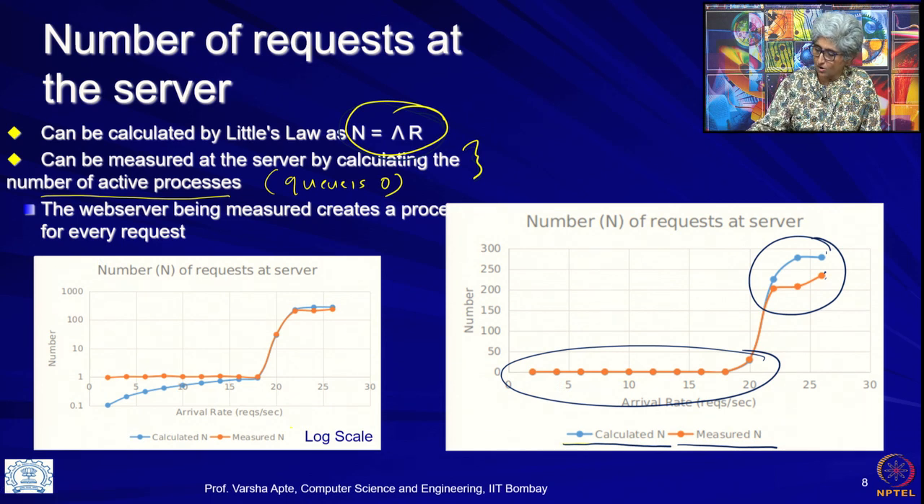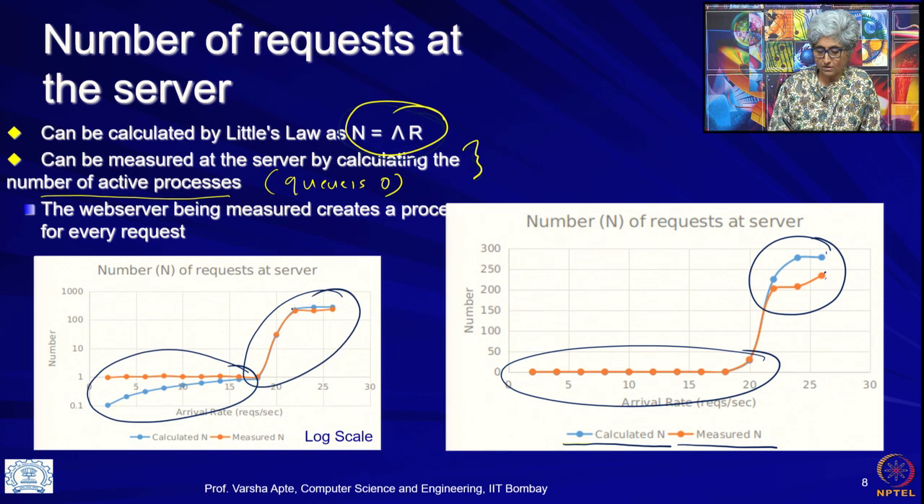I have shown this in a log scale because there is so much overlap here. In the log scale the differences at the low load also become apparent, but again they are not so great, and in fact this looks kind of better at the log scale. So again, the takeaway is that it's a pretty good match between predicted and measured.